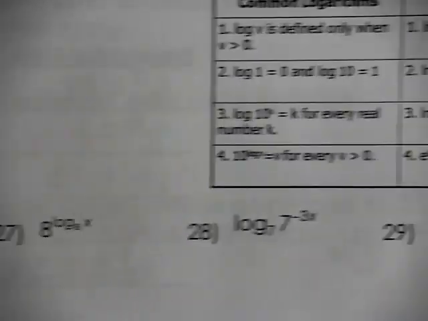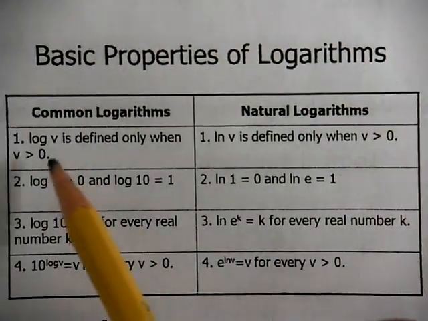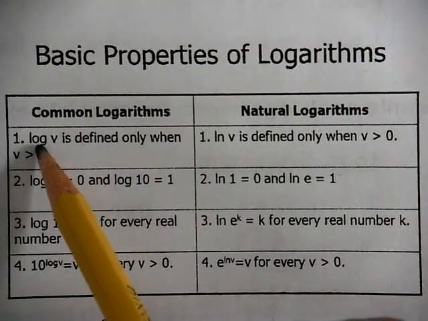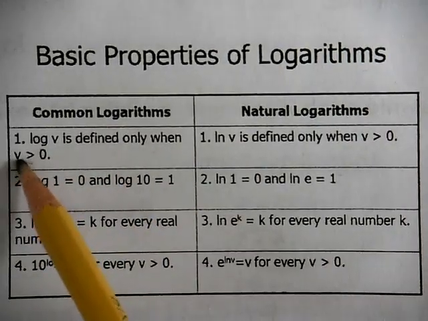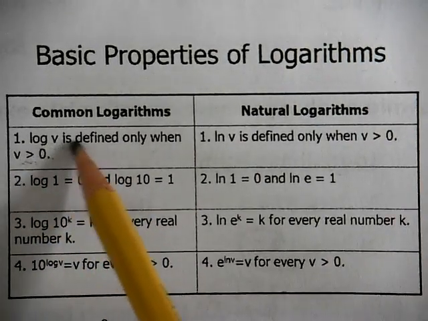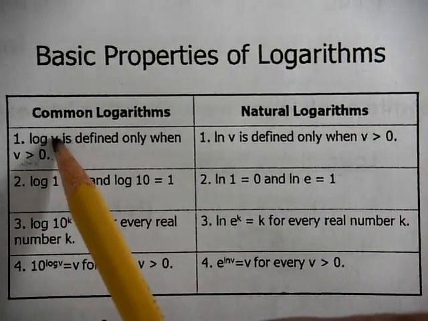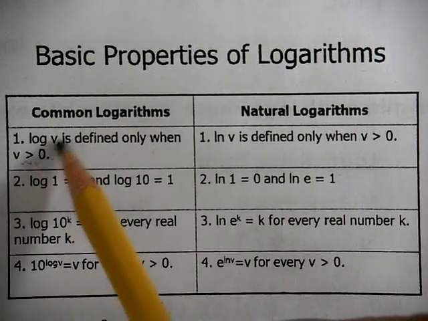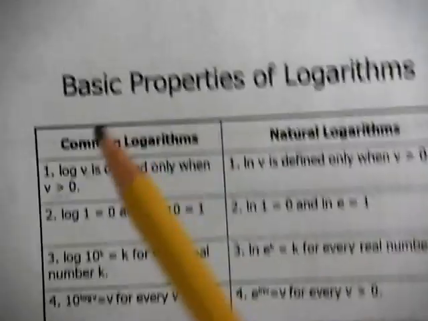All right, now these are a little weird. Here are some properties. Log of v is defined only when v is greater than 0. So you can do a logarithm only when you're taking the log of a positive number. You can't do an exponent to make a negative answer. So what you're taking the logarithm of is always going to be positive.